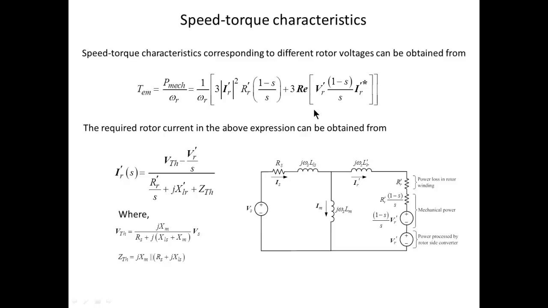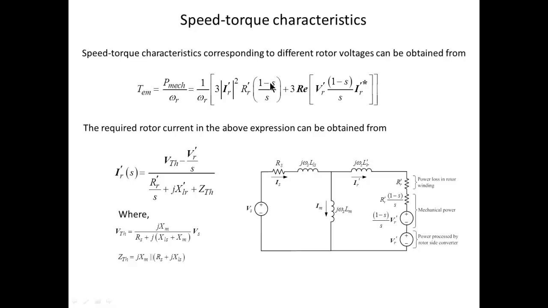So this is the same equation that I showed in the previous slide, and this can be used to plot the speed torque characteristics. So essentially drawing TEM versus omega r, and the slip and omega are dependent, so you can write the whole expression in terms of omega r or in terms of s. So that leaves the unknowns as the rotor current IR, and usually VR prime is also, when drawing the speed torque characteristics, we will draw for different values of this VR. So that can be considered as a known quantity.